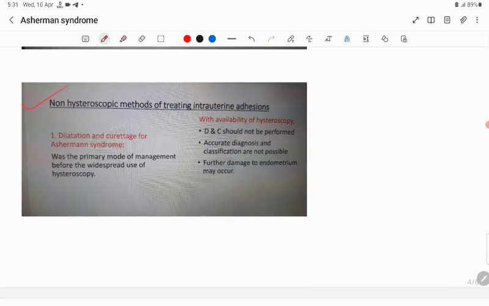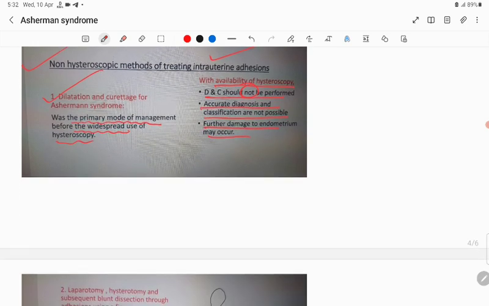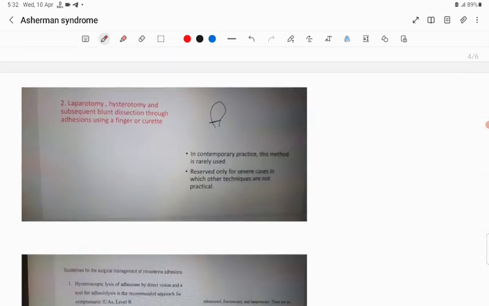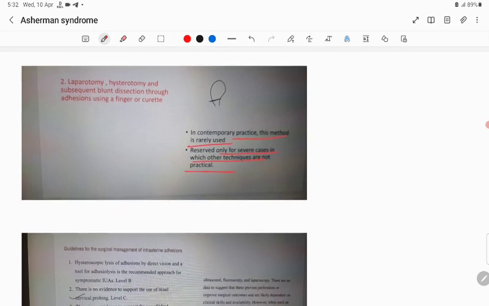Non-hysteroscopic methods of treating intrauterine adhesion: dilatation and curettage for Asherman was the primary mode of management before the widespread use of hysteroscopy. With the availability of hysteroscopy, dilatation and curettage should not be performed, because accurate diagnosis and classification are not possible and further damage to the endometrium may occur. Laparotomy, hysterotomy, and subsequent blunt dissection through the adhesions using a finger or curette is rarely used in contemporary practice. It is reserved only for severe cases in which other techniques are not practical.